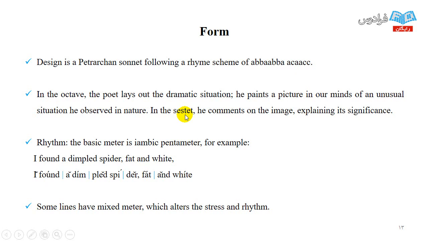The metrical pattern of this sonnet is iambic pentameter. There are 5 feet in each line, 1, 2, 3, 4, and 5. Each foot is an iamb, that is an unstressed syllable followed by a stressed syllable, the da-dam rhythm. Of course, some lines have mixed meter, which alters the stress and rhythm.